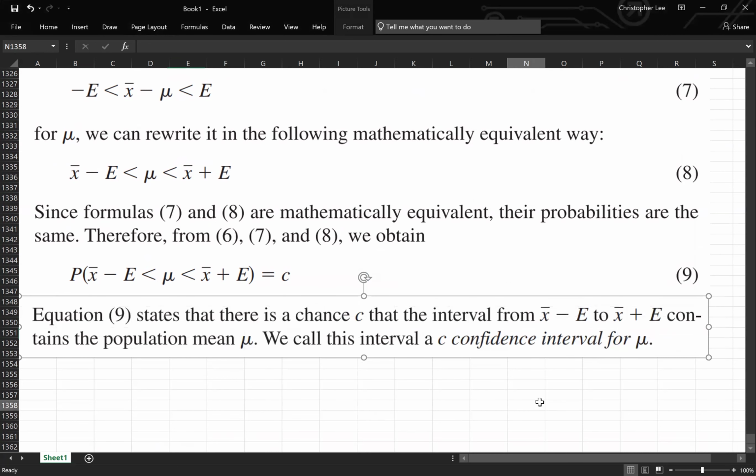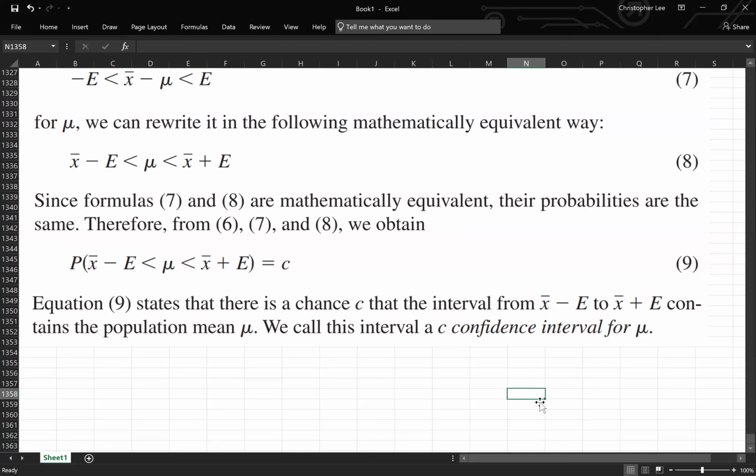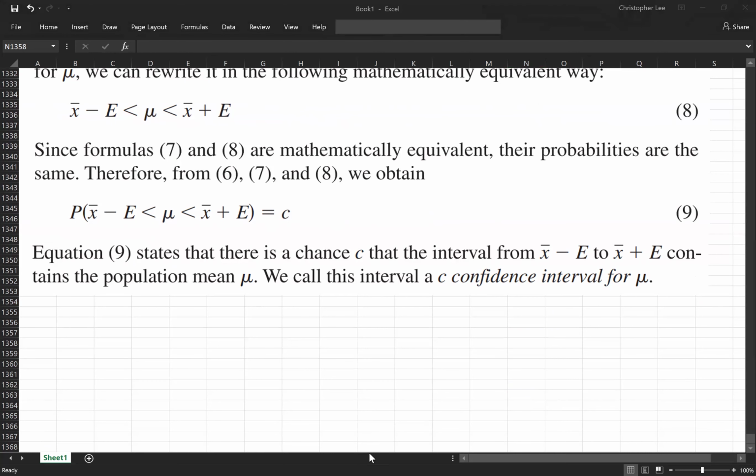All right. So equation 9 states that there's a chance, the confidence level, that the interval from X bar minus E to X bar plus E contains the population mean mu. And we call this interval a C confidence interval for mu. So that's what this is, the confidence interval for our population parameter mu. Mic drop. All right.